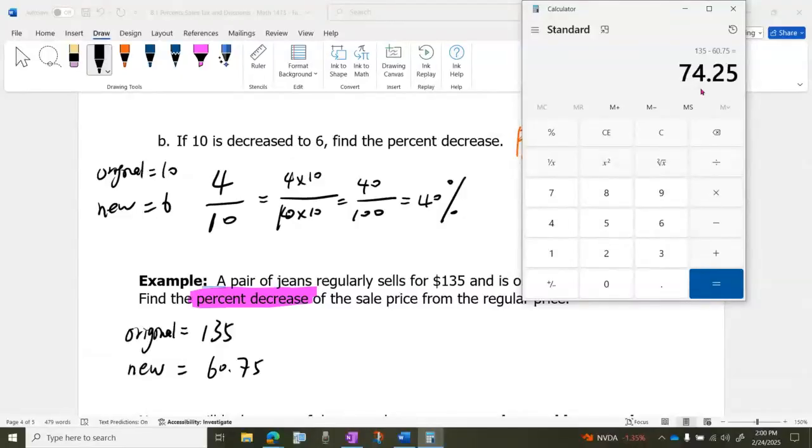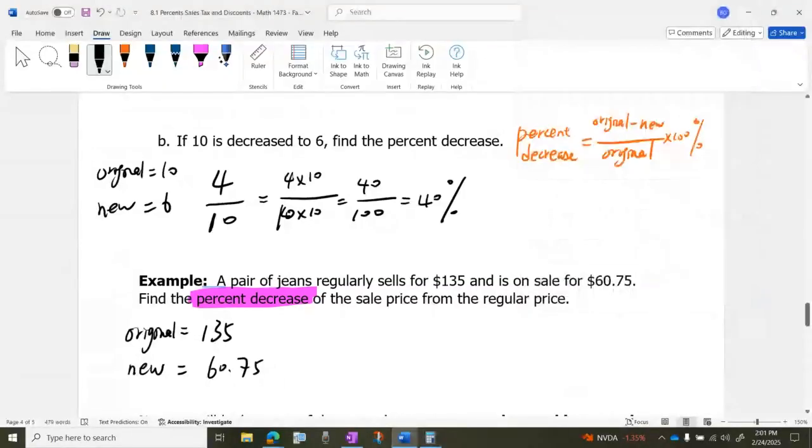That is in dollars, by the way. And then you're going to divide that by the original, comparing those dollars with the original. You get 0.55, right? And that's a decimal. You want to convert that decimal to percent. Multiply by 100, 55%. So let me show you why we do not have dollar here.